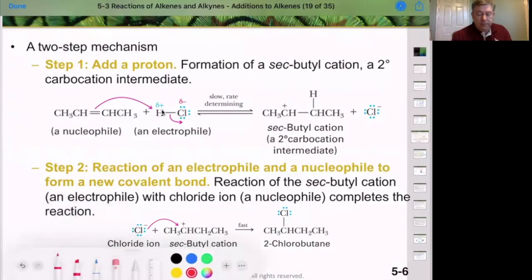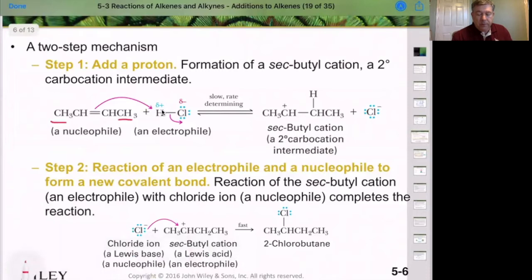symmetrical double bond here. So notice there's a methyl group here and a methyl group here, which means each of these carbons has a hydrogen on it now. So it doesn't matter which side we add the hydrogen to first, it's still going to give us our Markovnikov's product because the hydrogen is added evenly to either side.